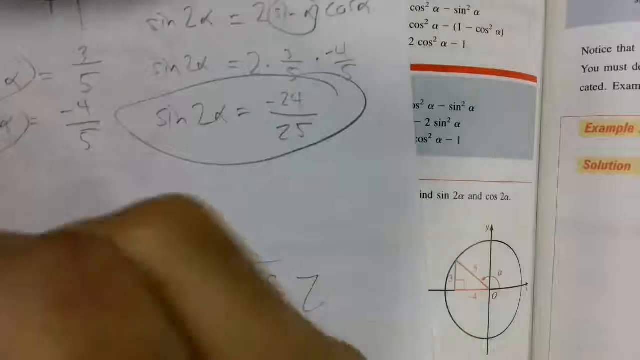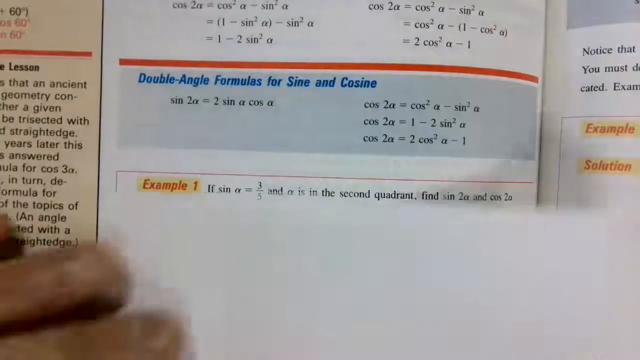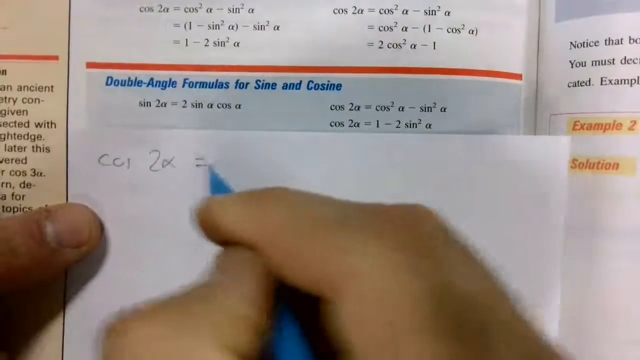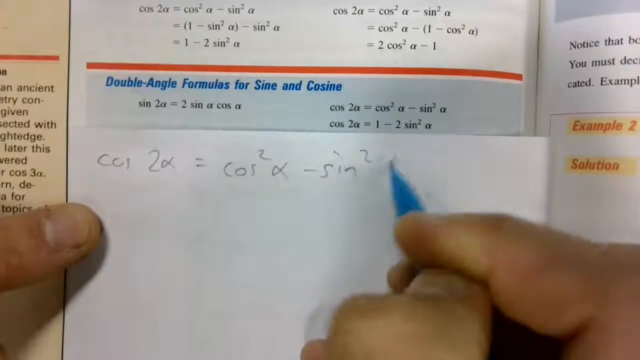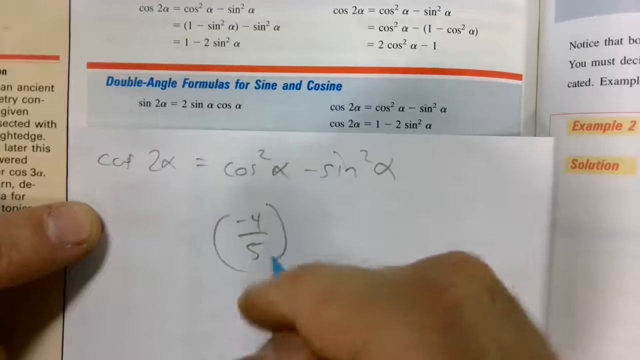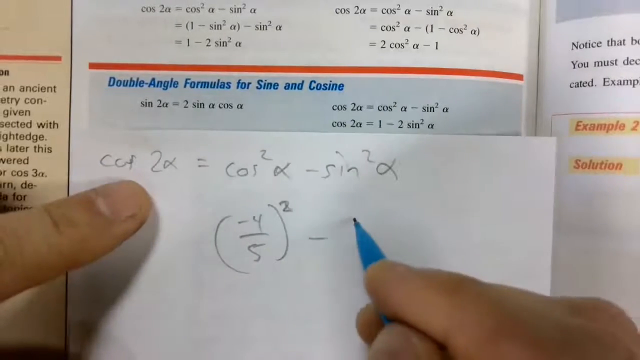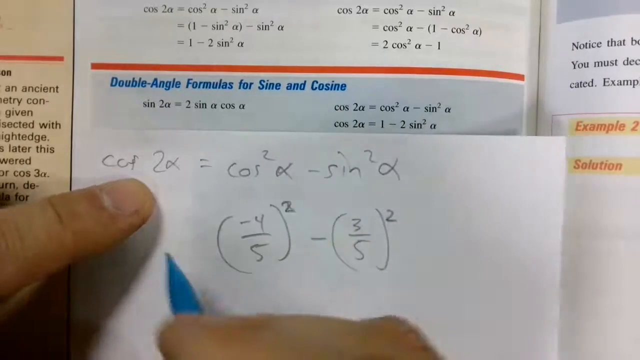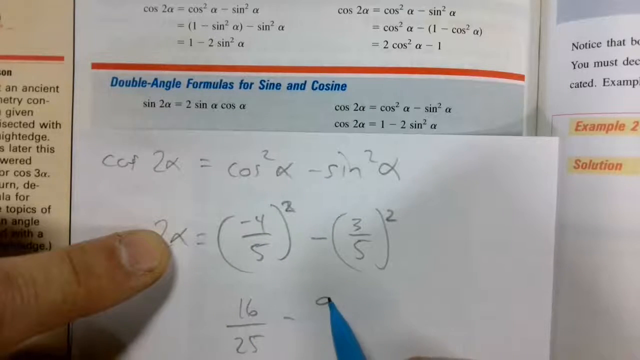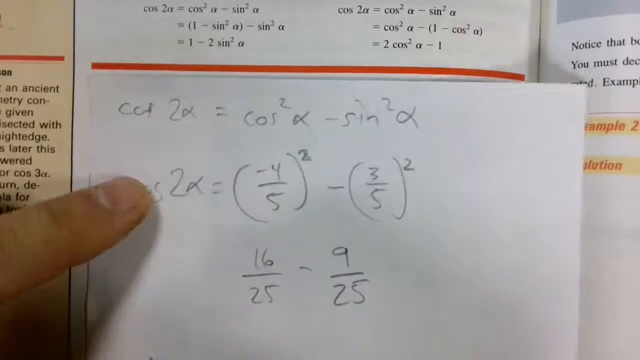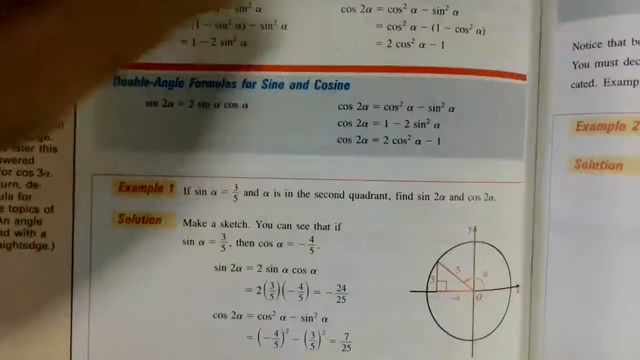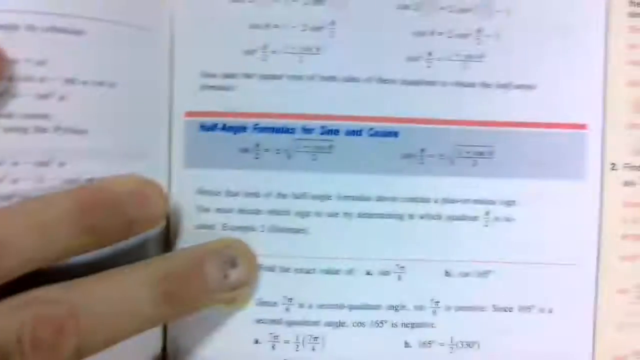And then we do the cosine of 2A the same way. So looking right here, the cosine of 2A is equal to the cosine squared of A minus the sine squared of A. Well, we know what the cosine of A is. It's -4/5, so we square it. And then we know the sine is 3/5, and we square that. And so the cosine of 2A would be 16/25 minus 9/25. So the cosine of 2A is 7/25, excuse me. Okay, makes sense? All right, next page.